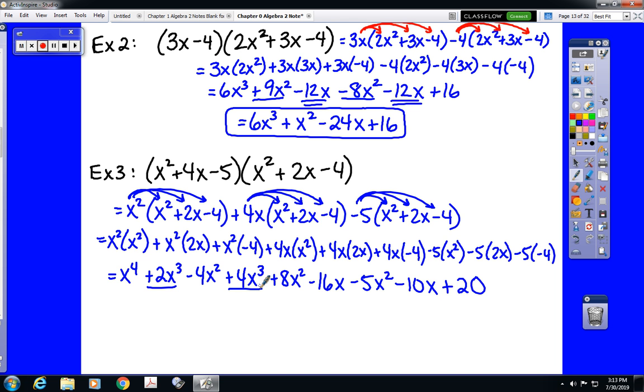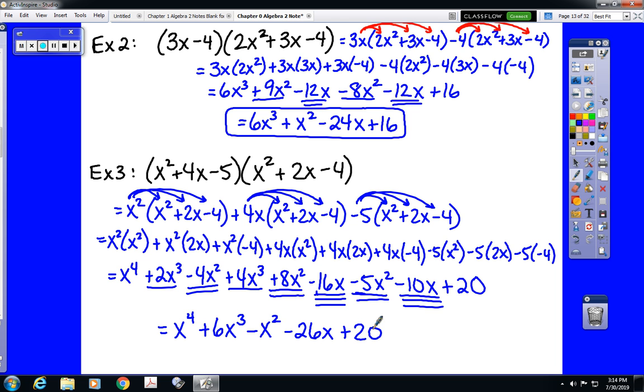We have 2x cubed terms. We actually have 3 x squared terms. And then we have a pair of x terms. So we combine like terms, giving us a final answer of x to the 4th. We have a 2x cubed, a 4x cubed, which would be 6x cubed so far. That's all we got, so 6x cubed. We have negative 4x squared plus 8x squared, which would be 4, minus 5x squared would be negative 1x squared. And then we have negative 16x minus 10x, which would be negative 26x. And then finally, plus 20.